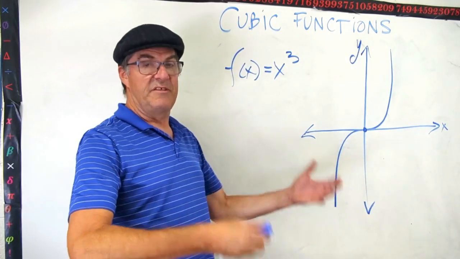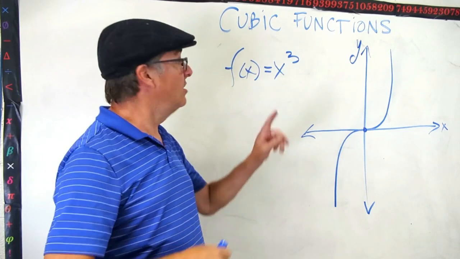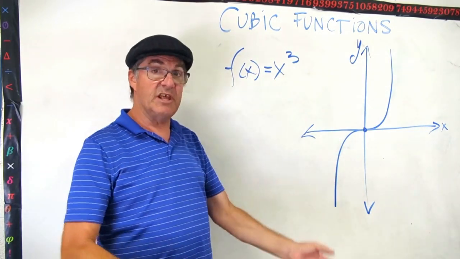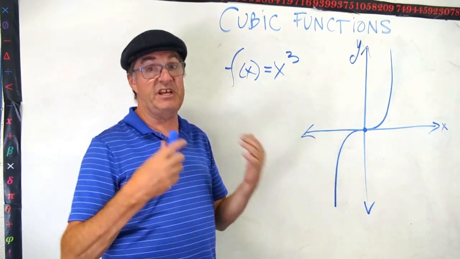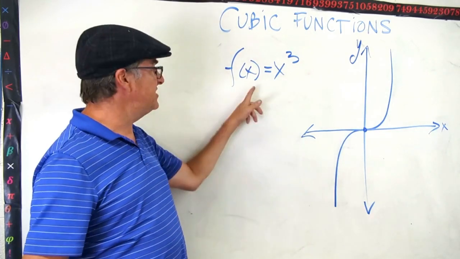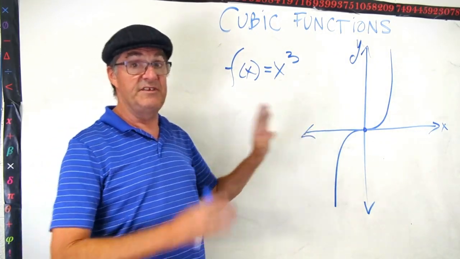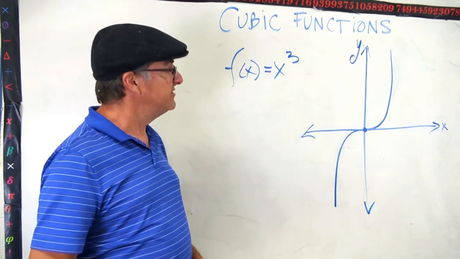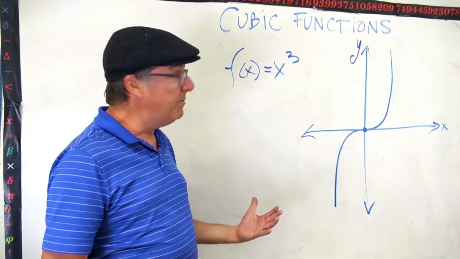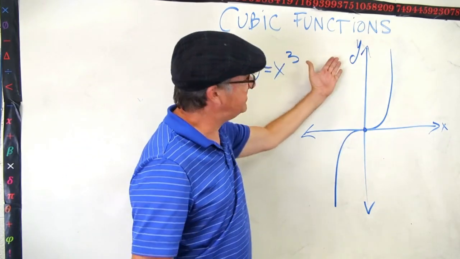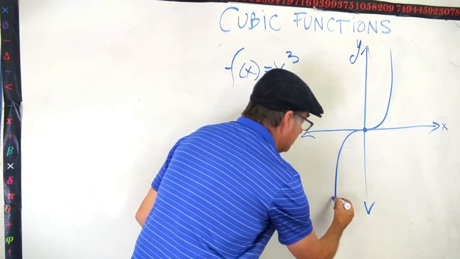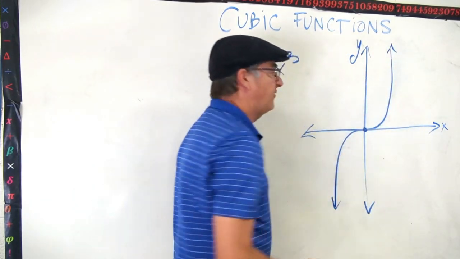Okay, here is the mother function for a cubic function. This is the most simple function. Just like with quadratics, you have f of x equals x squared. For a cubic function, it's f of x equals x cubed. This is the most simple function in this family of functions. And it kind of looks a little bit like a parabola that had its leftmost limb flipped down. Let's put our arrows on here because this goes on forever.